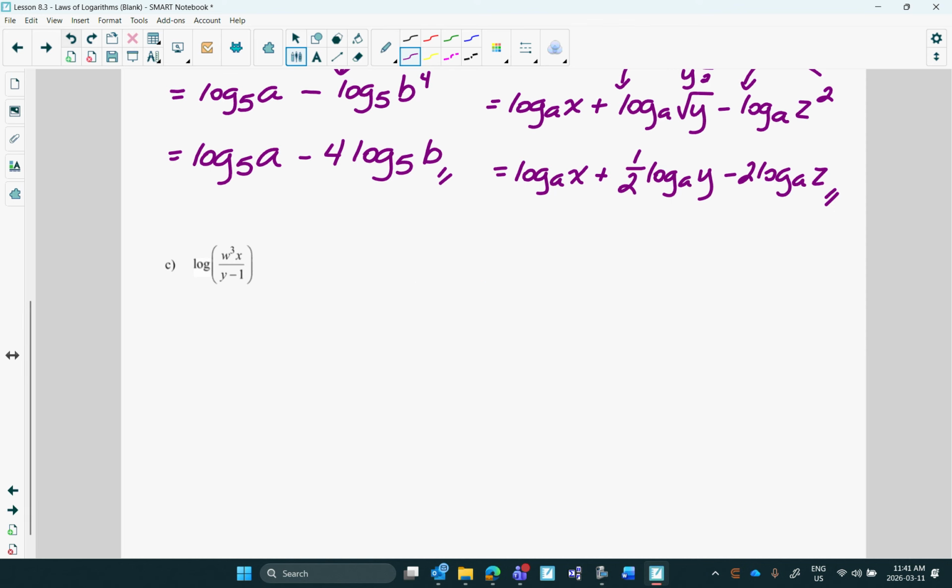How would we expand this one? Yeah, it's base 10, but we don't have to write it. W to the 3rd plus log x minus log, and y minus 1 has to stay together. So what do we use to keep it together? Parentheses. So you don't need the parentheses around these because these are just single terms. But if there's more than one term, you need parentheses. And then any exponents get dropped in front. Well, the only exponent is this one.